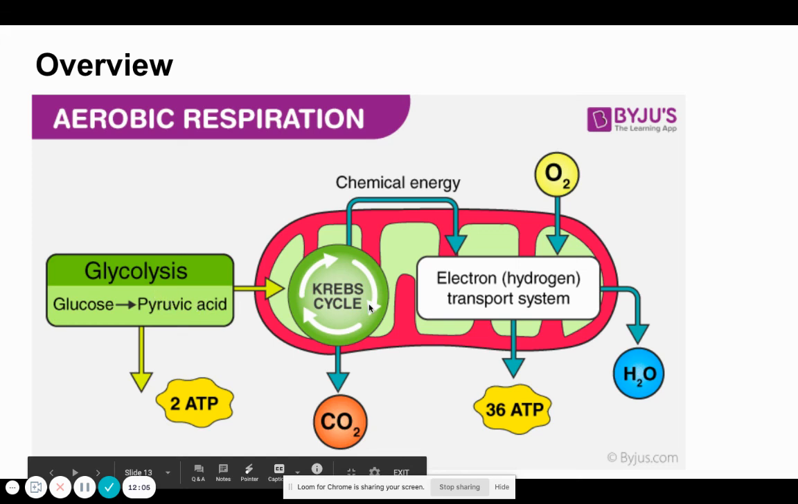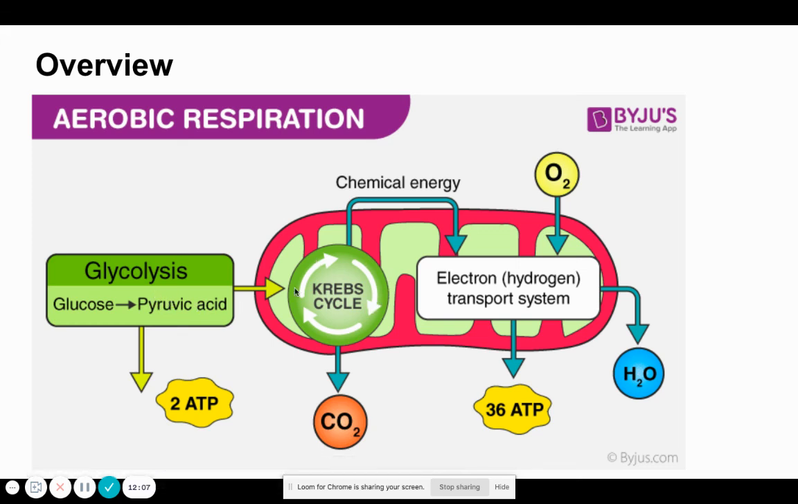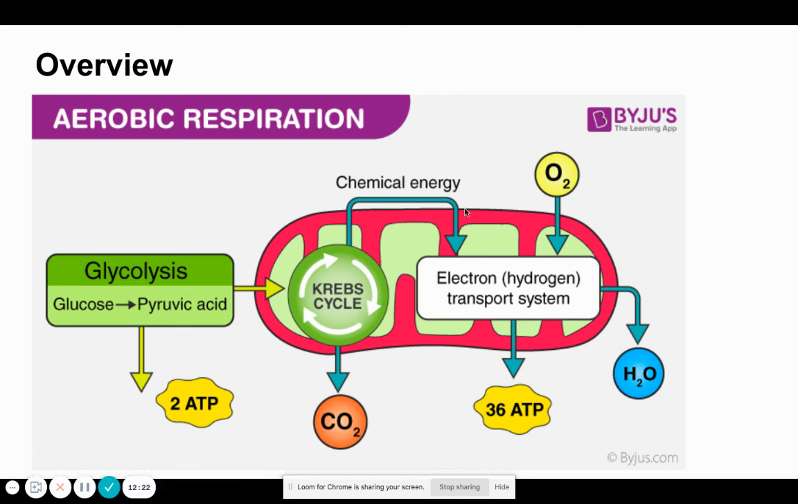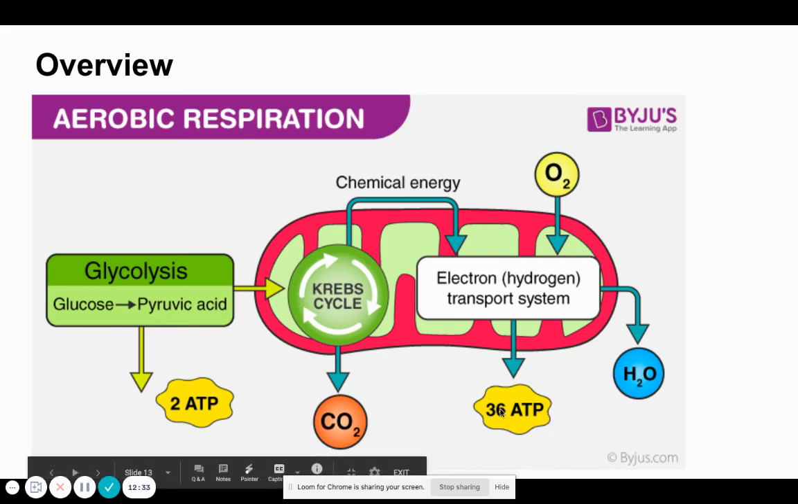These pyruvate molecules enter the Krebs cycle. The Krebs cycle then basically breaks down the molecules even further. It creates small amounts of ATP, and it releases carbon dioxide, which we breathe out. The small amounts of ATP go to the electron transport chain in order to power it up and help it make even more ATP, specifically 36 to 38 ATP molecules.